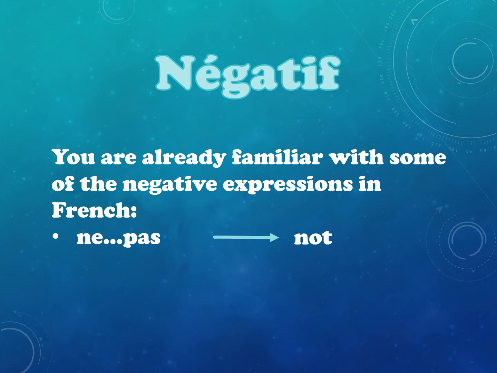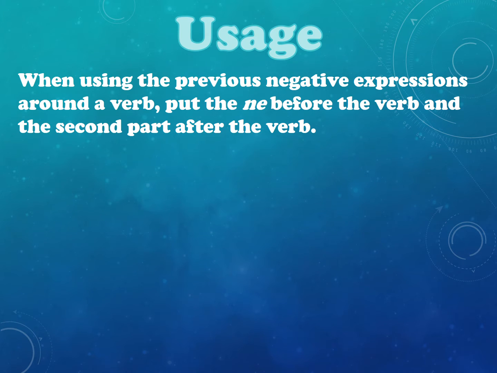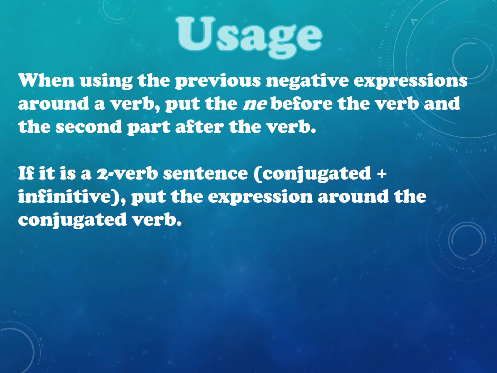If you just want to make something negative in French, all you have to do is put ne pas around the verb. Ne jamais is how you say never. When using ne pas and ne jamais, you're going to put ne before the verb and the second part after the verb. If it is a two-verb sentence, for example, a conjugated verb plus an infinitive, you want to say you're going to do something, you have to do something, you can do something. You're going to put the expression around the conjugated verb.